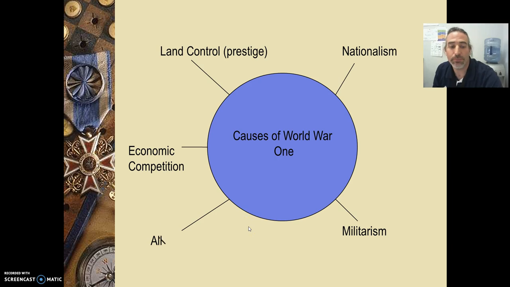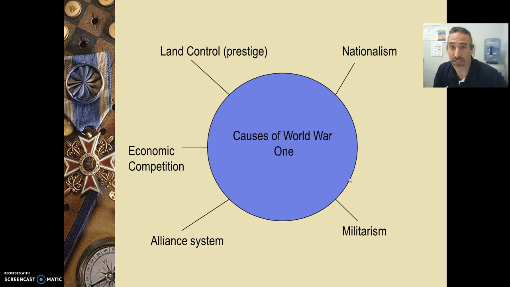The last one is going to be the alliance system. The alliance system is having big crews, right? If you have a big crew, you kind of think you're tougher than you really are, so you're willing to do more and fight more and get in scuffles more because you got your crew behind you. So European countries grouping together in alliances is going to lead to World War One.